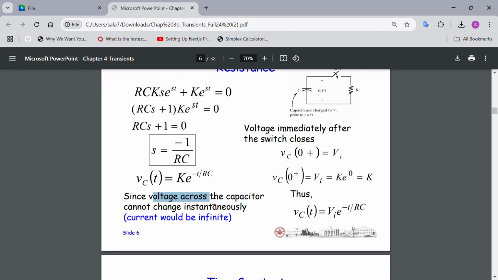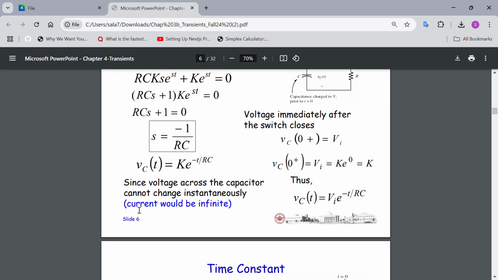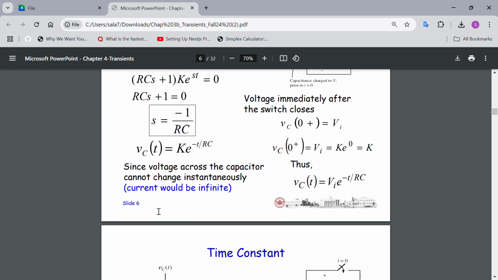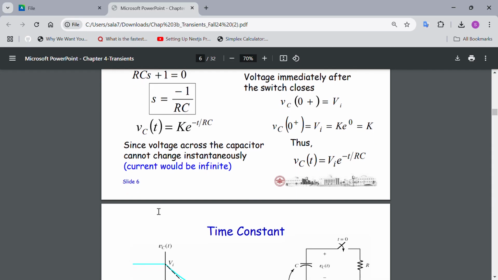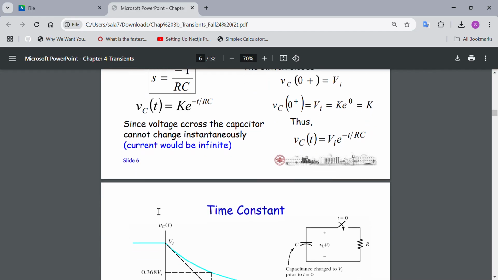And the voltage across the capacitor cannot change instantaneously, because the current would be infinite if it changed instantaneously, and that's not possible. The current changes in a discrete way, since current is basically electrons flowing. The electrons are discrete, they are not continuous, and that's why the voltage across the capacitor cannot change instantaneously.